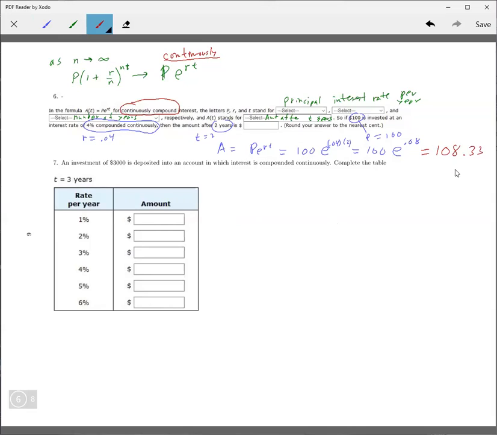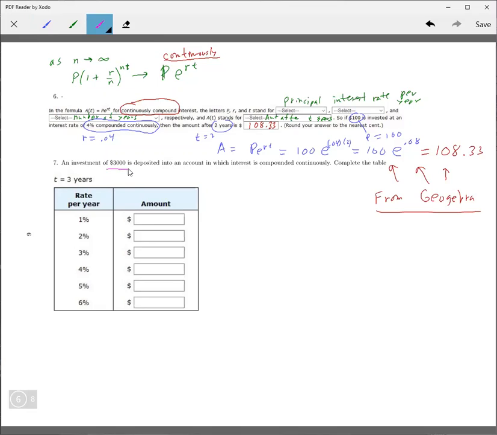And we'll cite the source. That goes $108.33, and this is from GeoGebra. Okay, great. Let's look at the next problem.